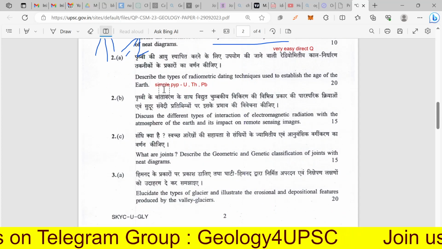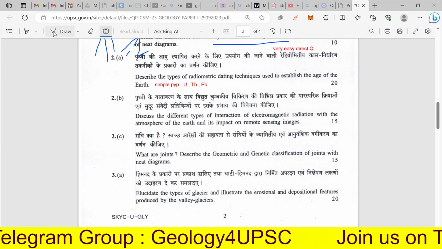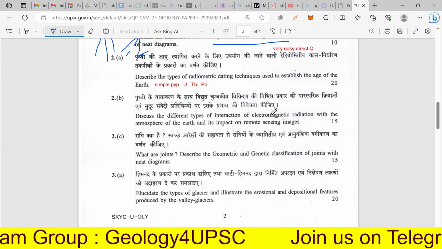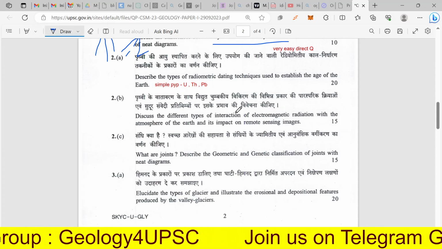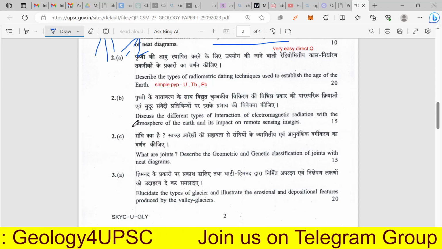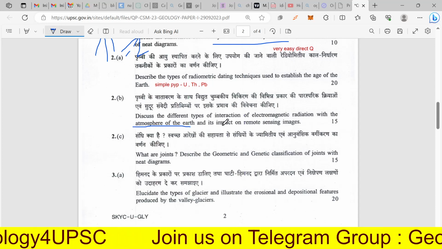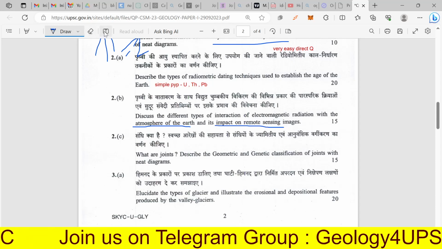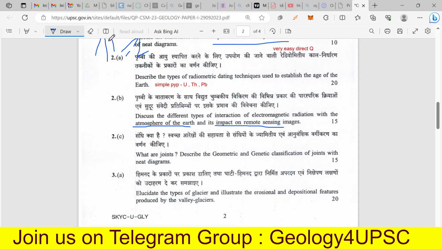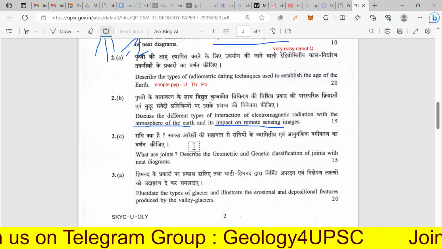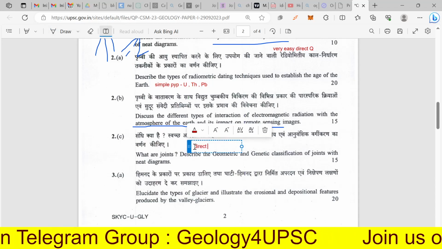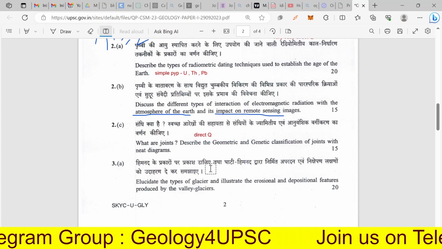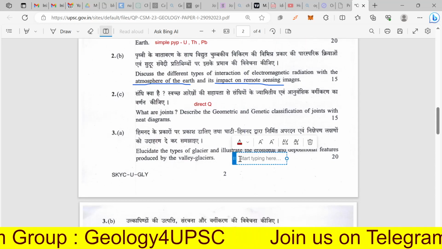There are many sorts of interaction like absorption, scattering, Rayleigh scattering, and also the concept of reflection, and how it impacts the image. You have to write about the atmospheric window. Okay, and then the next question is about the joints. It is also very simple, classification of joints. Coming to the third question about the valleys of glaciers, erosion. This is a very straightforward question. I won't go through it.